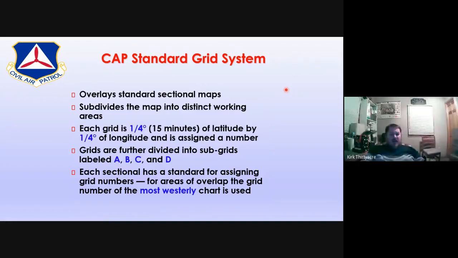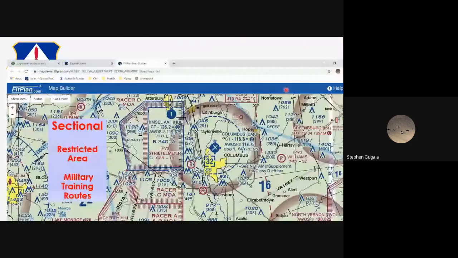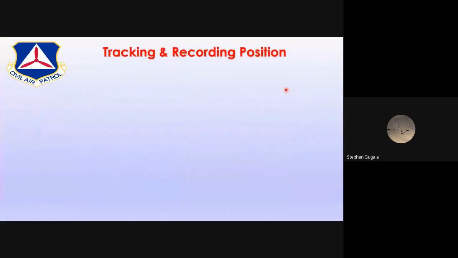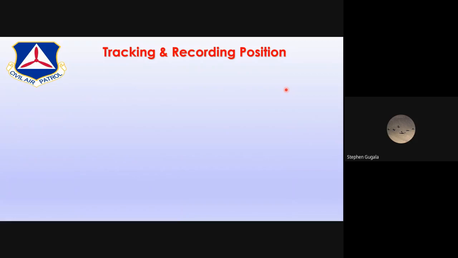There's a question in the chat. It says, what about TRSAs? TSAs? Or TRSAs. Whoever put that in, could you voice it? Oh, temporary radar service areas. Rockford is a TRSA.